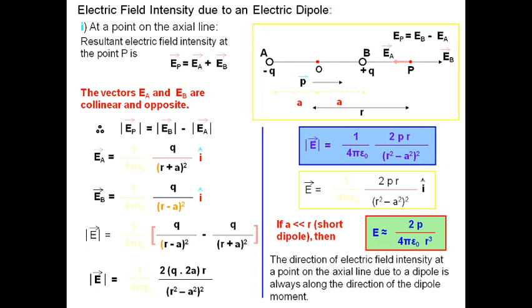So direction of electric field intensity at a point on axial line due to dipole is always along the direction of dipole moment. That means E and P are in same direction. So this is one of the important articles, to determine the electric field due to dipole on axial line. And this formula you must memorize, also for numerical purpose.